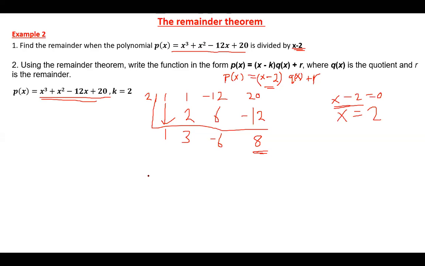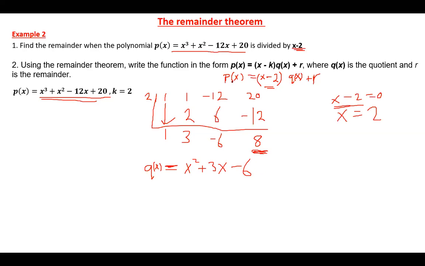Now let us write our q(x), our quotient. Our quotient is equal to x squared, so the coefficient of x squared is 1, the coefficient of x is positive 3, and then our constant is negative 6. The last number here is the remainder.